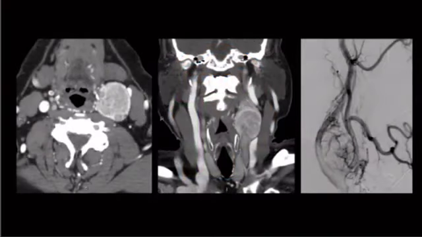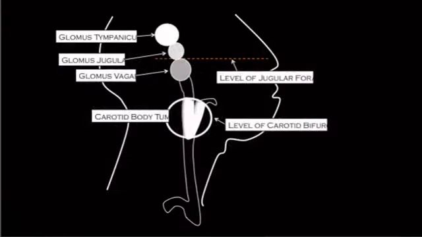Next case. All right, so we got a mass. This here is probably the most classic thing that you're used to seeing: this sort of splitting of the bifurcation, moving across there. Really hyperenhancing, right? So splitting these vessels, this is a paraganglioma. Now, what kind of paraganglioma?